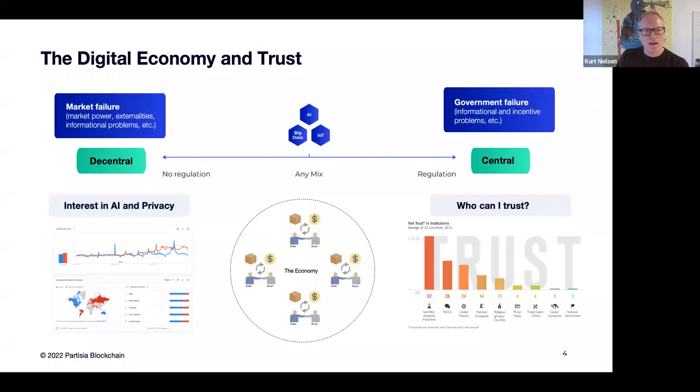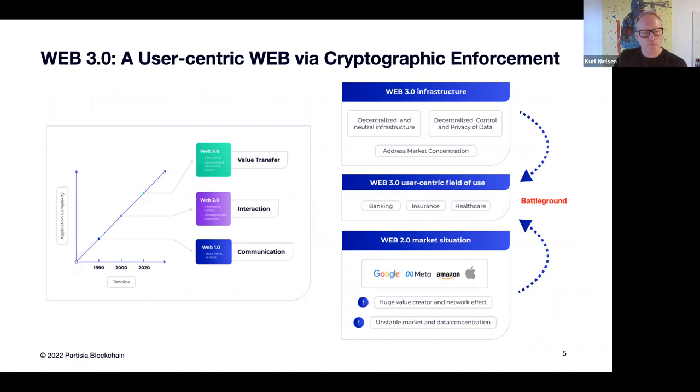And that is basically what Web3 is all about. It's about bringing back the users, putting the users behind the steering wheel, and not just giving them decentralized ownership, but also decentralized control and privacy of data.